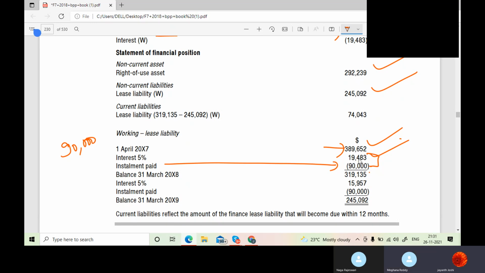Now it's coming. Yes, this is your interest. This is the installment you are paying. From this, we will remove the interest element. So what is the principal element? When you pay EMI, it is a combination of principal plus interest, no? Yes, sir. So 70,517. Remove this 70,517 from 389,652.